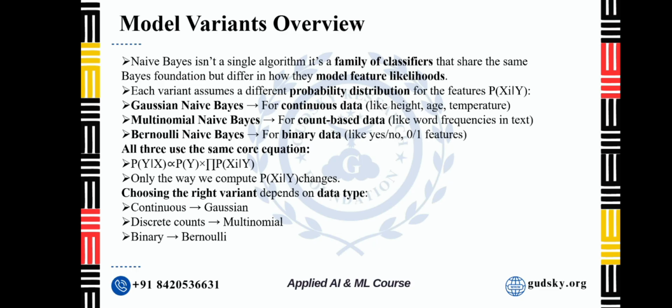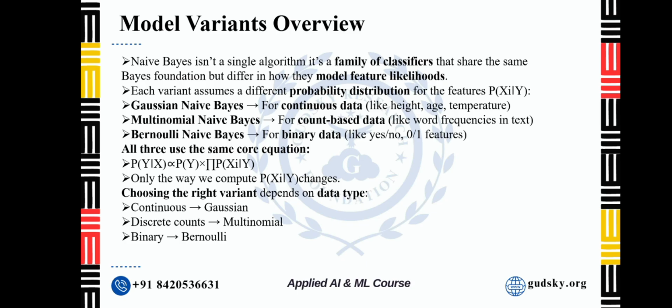Bernoulli naive Bayes is used for binary data, like whether a word is present or not. But remember, they all share one core formula, the formula shown here. Only the way to calculate p of xi given y changes depending on the data type. So when you are choosing a naive Bayes variant, you are basically deciding how to interpret your data.